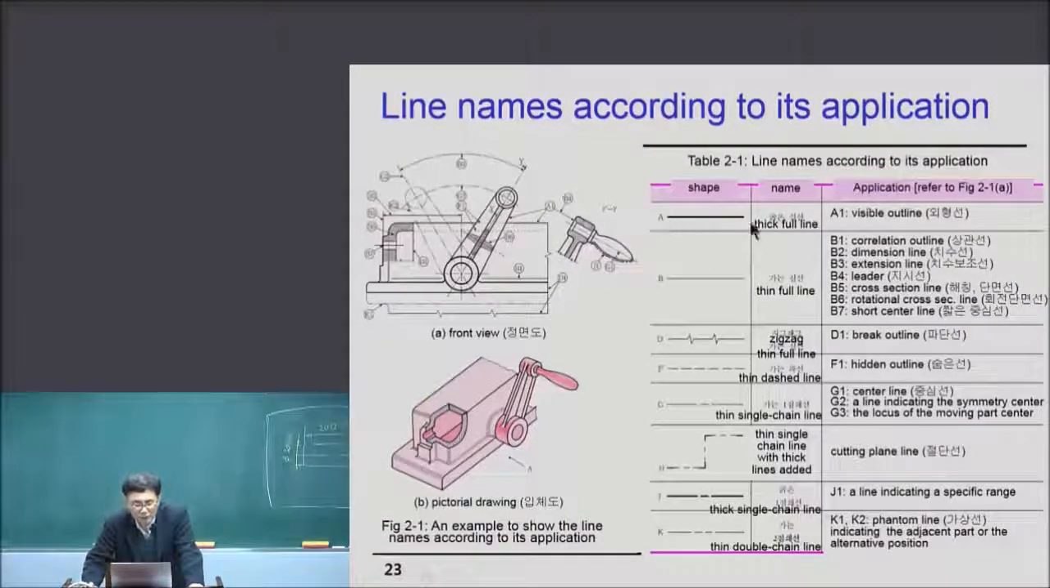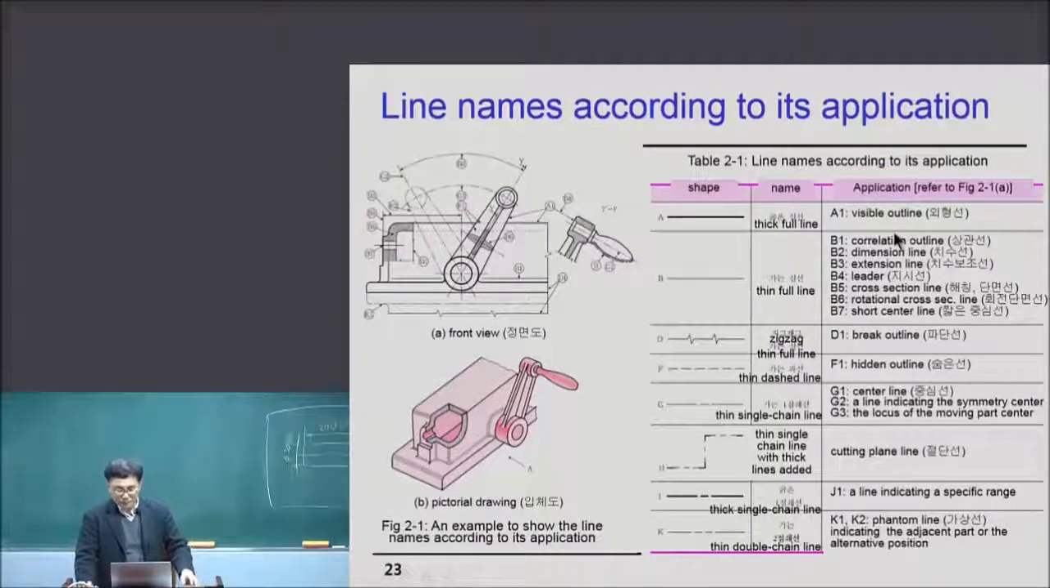The line names are based on the standard. The first and most typical one is the thick full line. It means thick lines. Looking at the other lines, you see very thin lines. You only see a thin single chain line, but I never see a thick single chain line in industry. So if you neglect these, all other lines are very thin compared to the thick full lines.